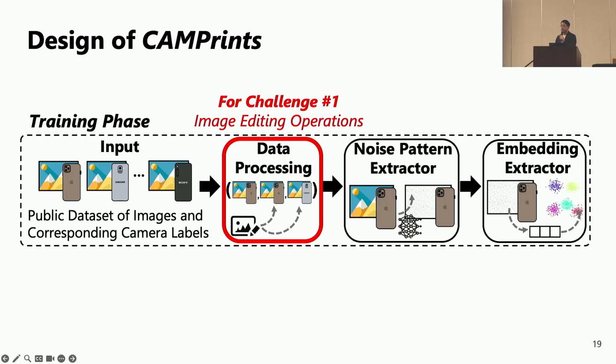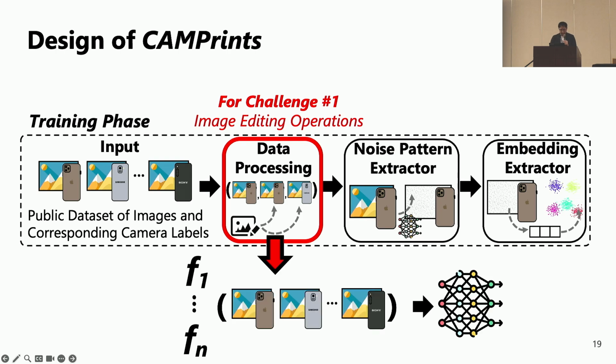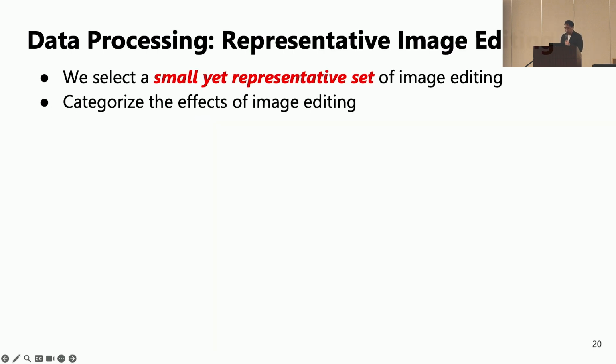To address challenge number one, we begin by applying image editing operations to the dataset. These transformed images are then fed into the deep learning model to help it adapt to various transformation functions, F1 through Fn. However, exhaustively covering all possible image editing types, parameter settings, and combinations, which are the Fns, would be computationally infeasible. Instead, we focus on selecting a small yet representative subset.